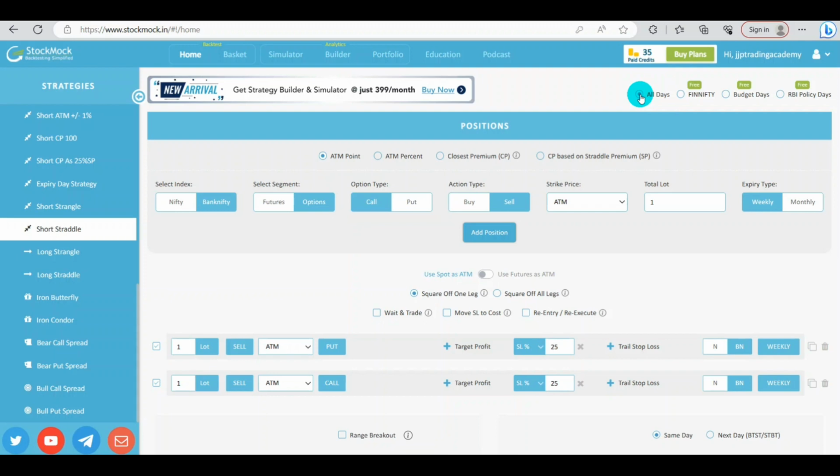So in the TradingView platform there is a fixed charge for chart viewing as well as backtesting. If you are a premium user, you will be getting the long-term backtest. Here they are charging some credits, so they will be giving you credits. Each and every backtest you run, some credits will be deducted. So this is how they are charging in the StockMock platform.